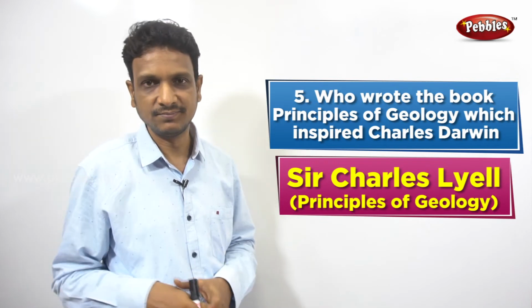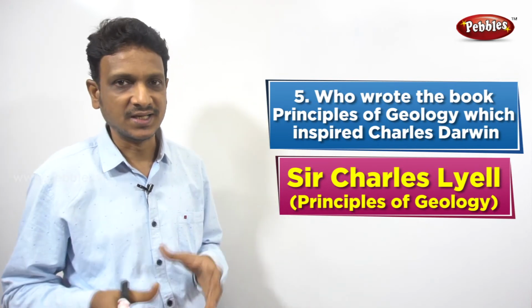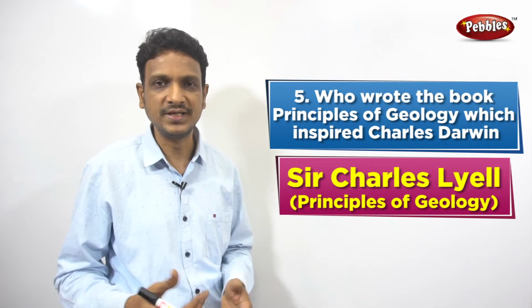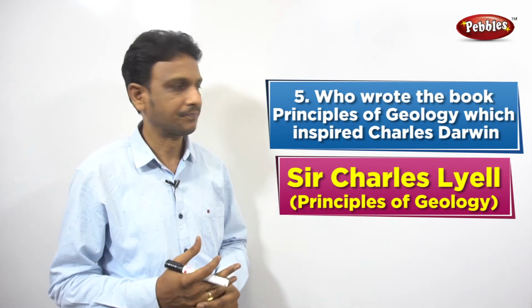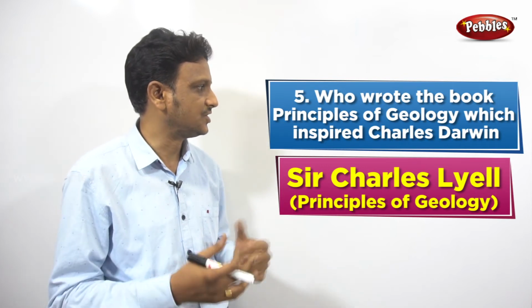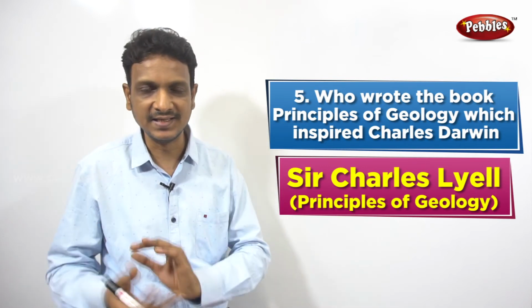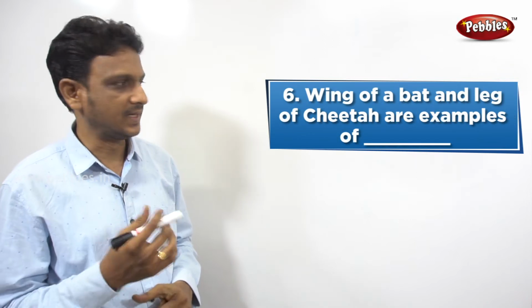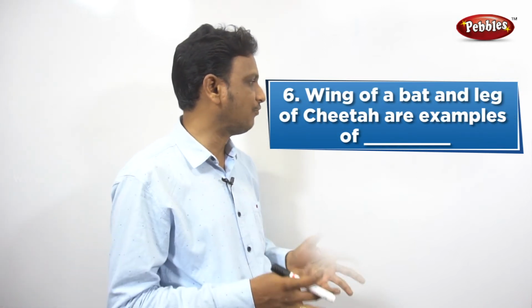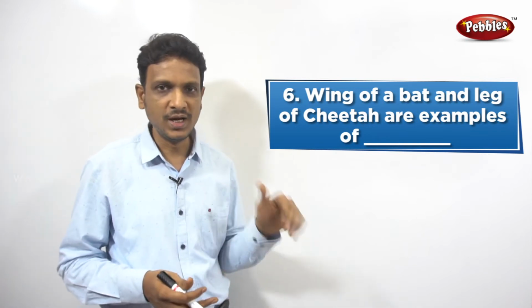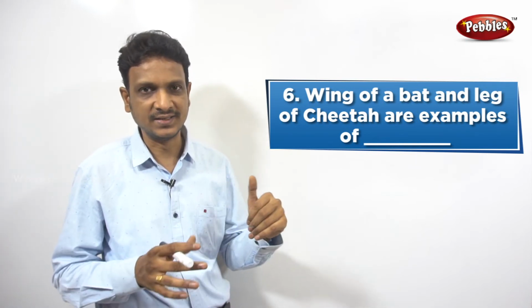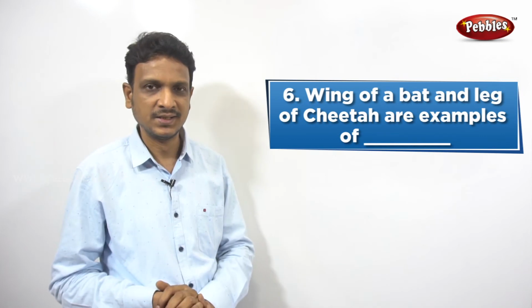It inspired Charles Darwin a lot, but Charles Darwin opposed the theory proposed in that book. He got inspiration, but he opposed that, right? So the answer is Sir Charles Lyell. Let's see the next question. Wing of a bat and leg of a cheetah are examples of dash organs.